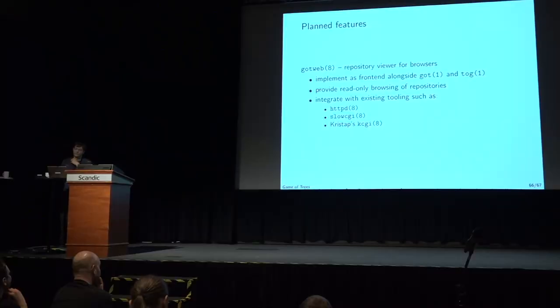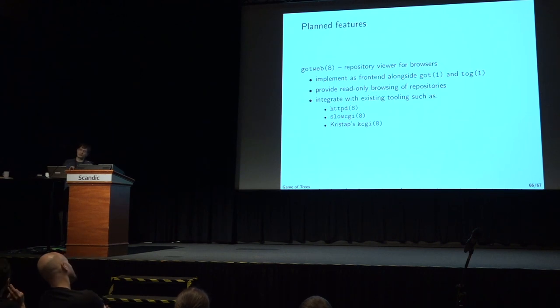Another thing I'd like to have is a web front end that works pretty much like CVSweb, so this could just be another front end alongside got and tog, and it would use some existing web technologies that we have. It should probably be written in C because that gives you easy access to the library that is already there, but I wouldn't be opposed to adding Perl bindings or something like that if people prefer to have an easier time writing this kind of stuff.